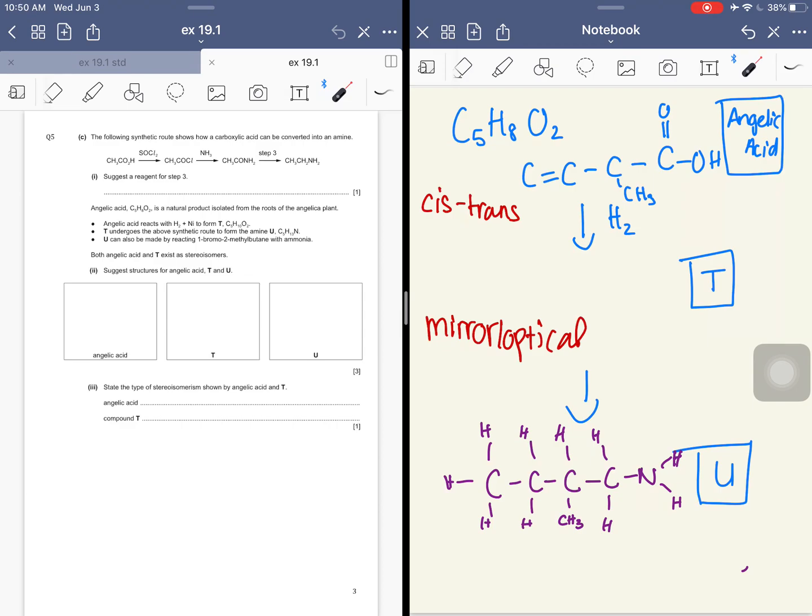State the type of isomerism shown by angelic acid A and T. So I've already given you the answer: cis-trans and mirror or optical.